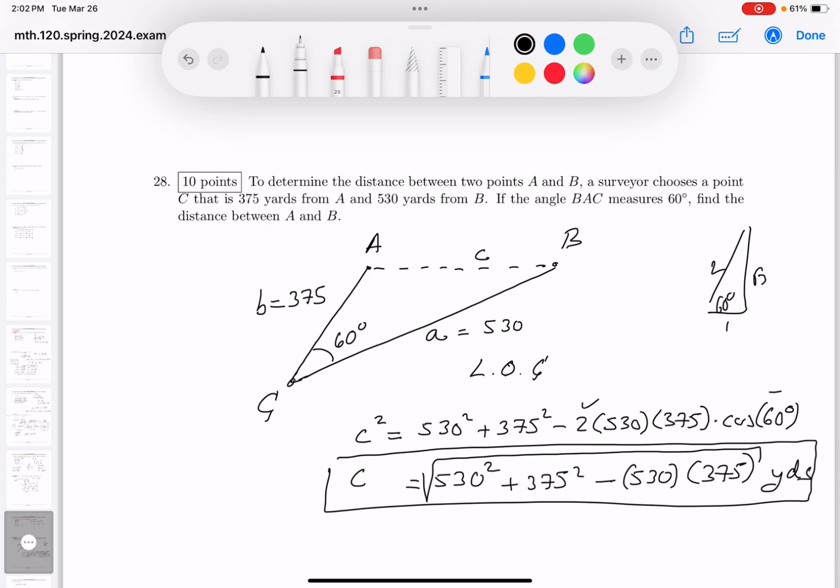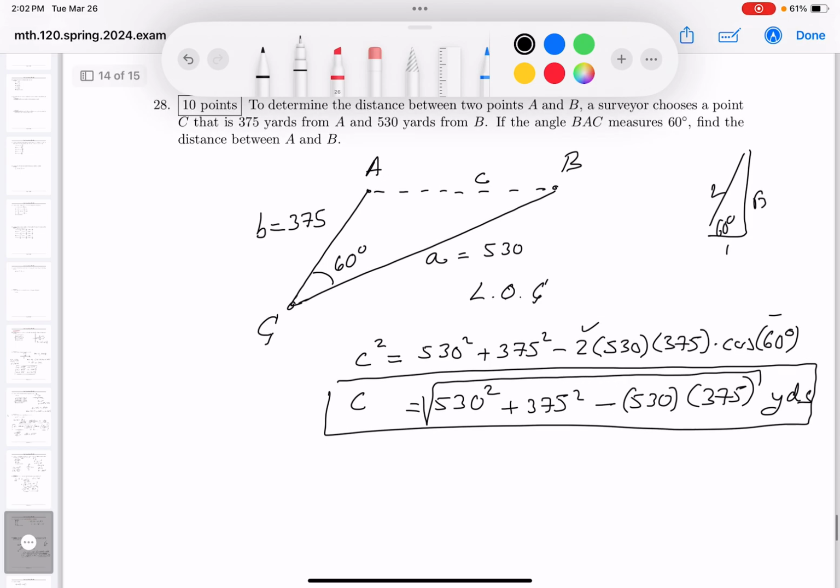Now, granted, someone says, I want to do the computation. Well, in an example like this, I wouldn't do the computation. I'd leave it there. So again, 530 squared, 375 squared, minus 375 times 530. I did okay. Let's go to the next one.